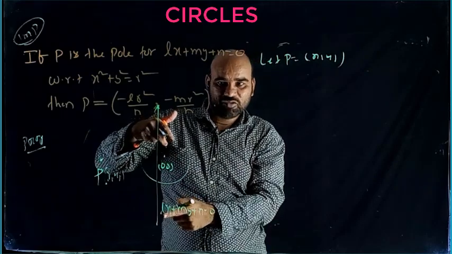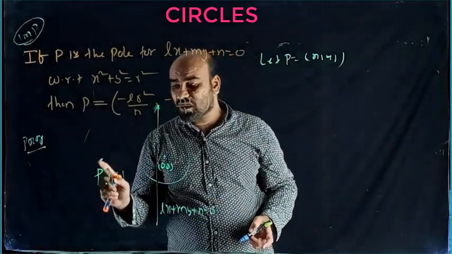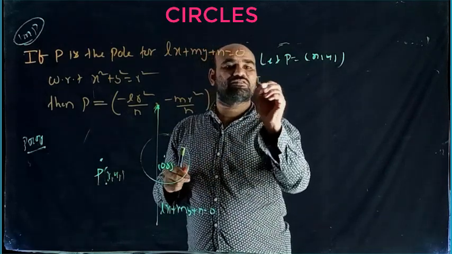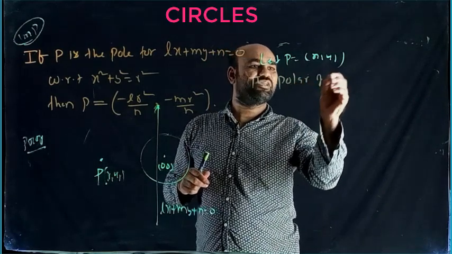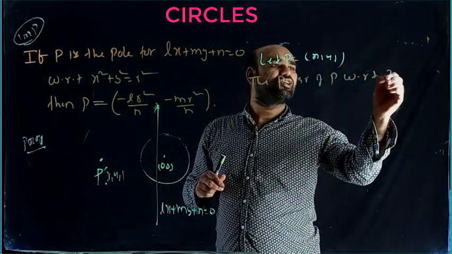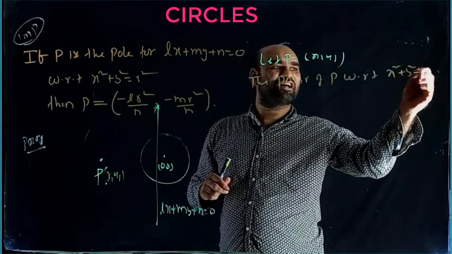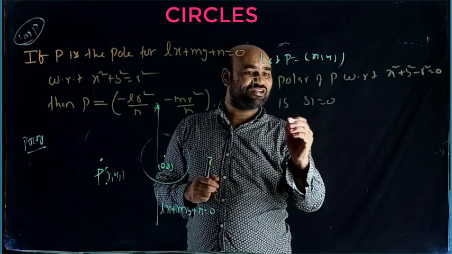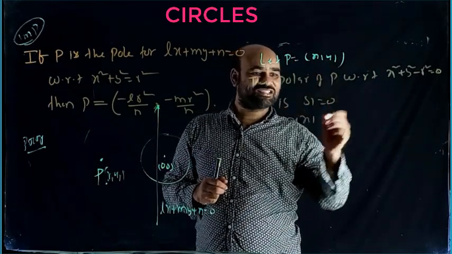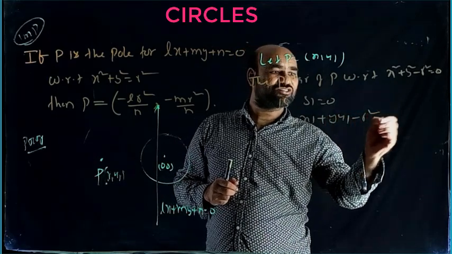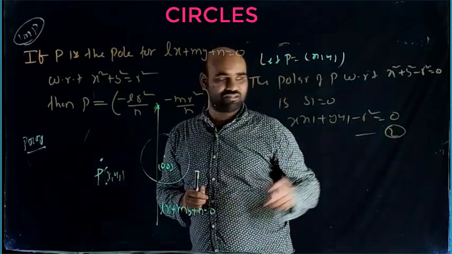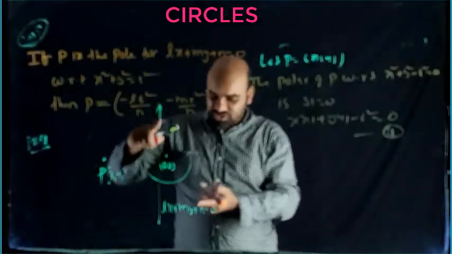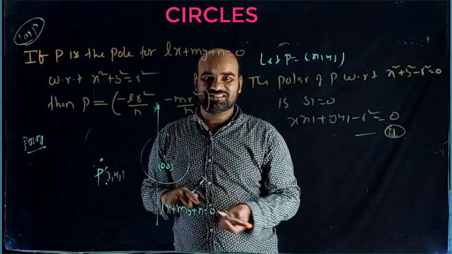Don't see this line. Without using this line, directly you can find the polar of P with respect to the circle. So the polar of P with respect to x square plus y square minus r square equal to 0 is S1 equal to 0. What does S1 stand for here? xx1 plus yy1 minus r square equal to 0. The point is x1, y1, no? Call this 1. So this is the equation of the polar of P. But in the problem, this is given as the polar of P. Means these two are identical lines.